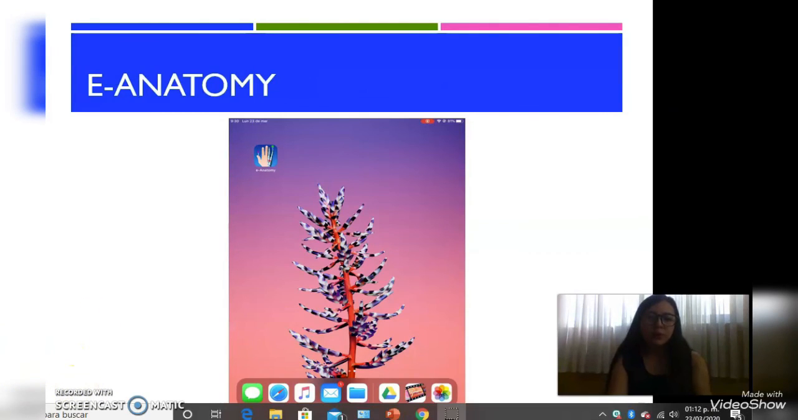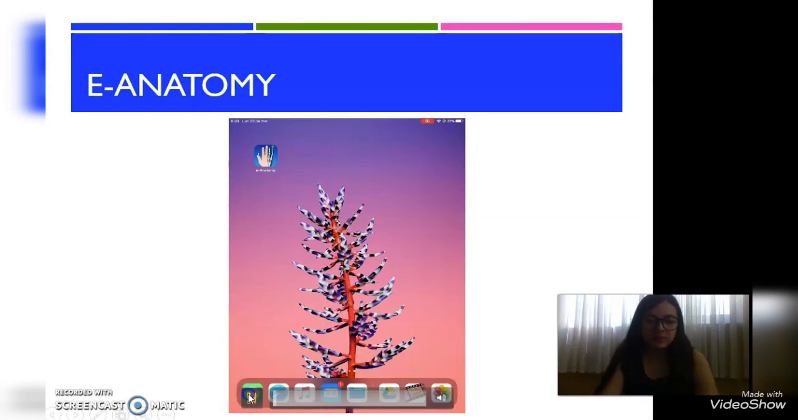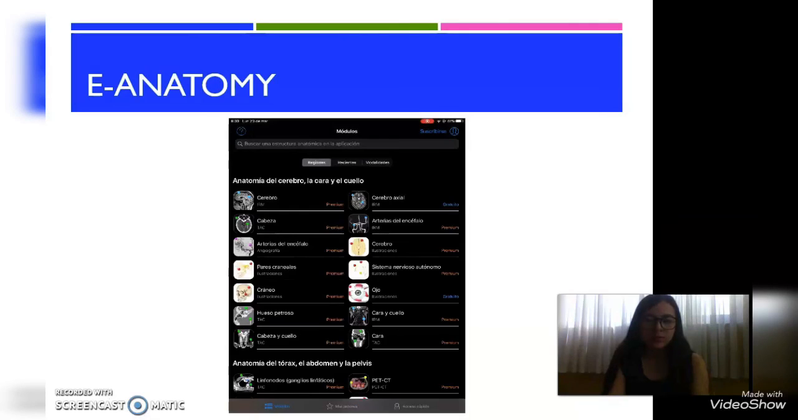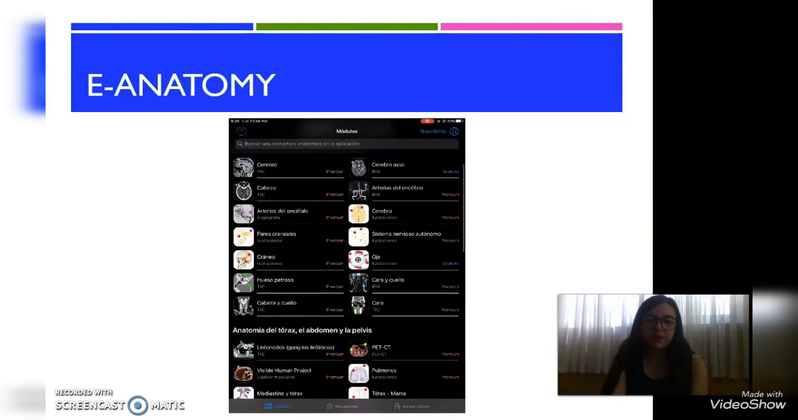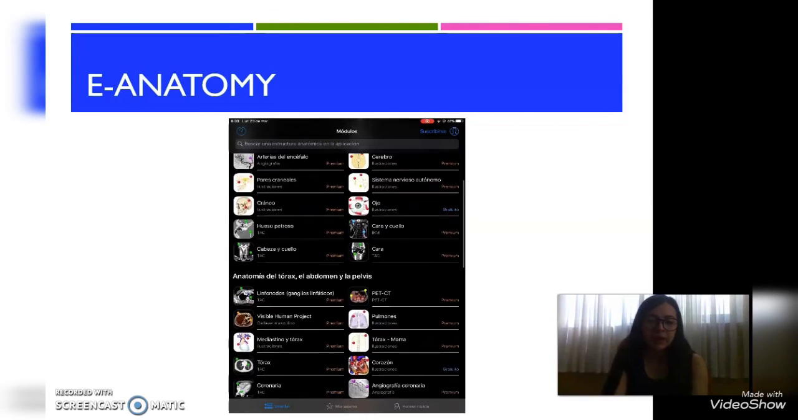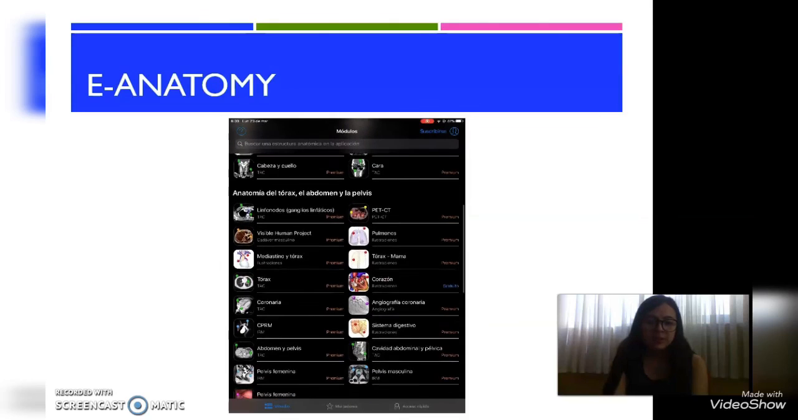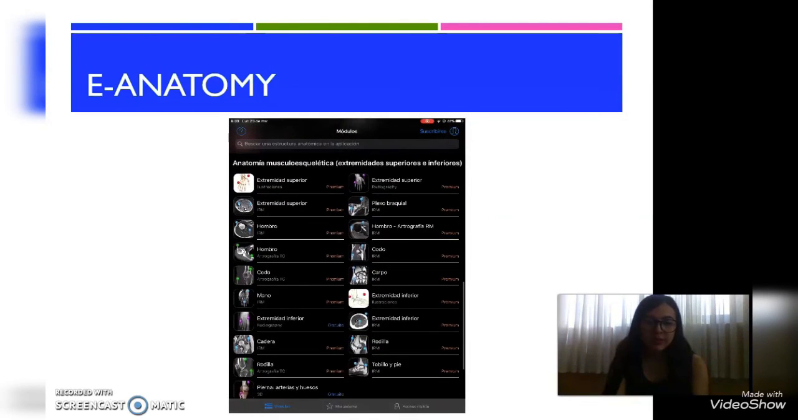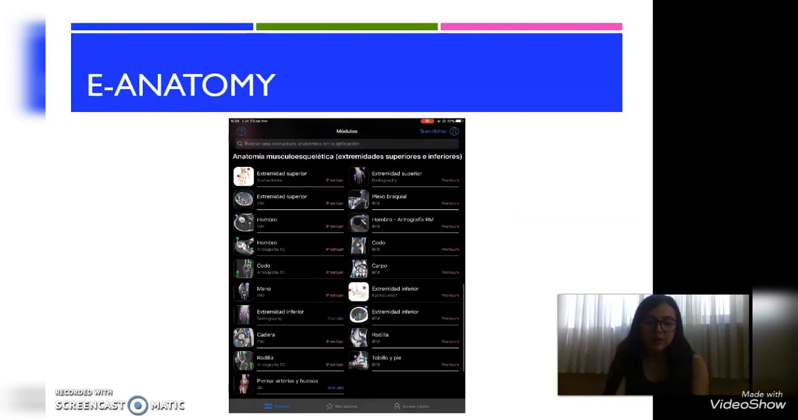We have one more application, and it is e-Anatomy. We can find the illustration and X-ray of some parts of the body, like the upper limb, hand, and corpus, the face, the heart, among others.